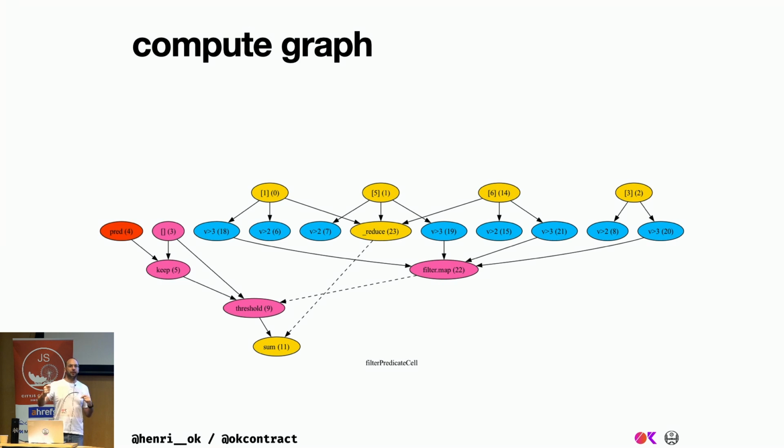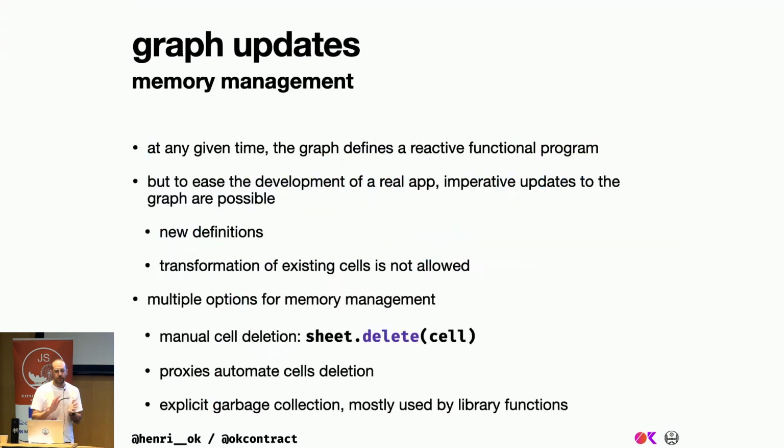And that leads basically to building a compute graph. When you define all your cells, whether they're value cells or map cells, basically you're building a graph of all the computations that will happen in your app when your app is running. And you define this graph beforehand, and then basically at runtime, you just run it. So at any given time, this graph gives a functional program. It's very easy basically to add new definitions, but transformation of existing cells is never allowed. It's immutable.